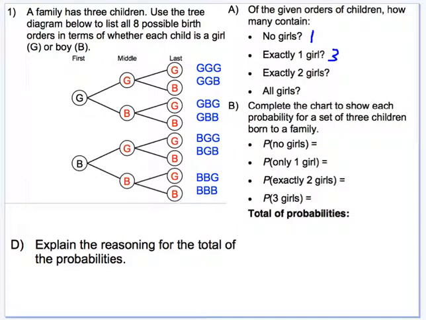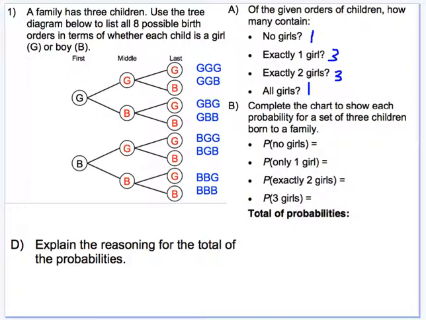Let's see how many have 2 girls. Here's one with 2 girls. Here's one with 2 girls. And then here's the last one with 2 girls. So again, we have 3 of them that have 2 girls. And then how many have all girls? Well, just this one has all girls, so just 1. All right, so that's what we've got so far.